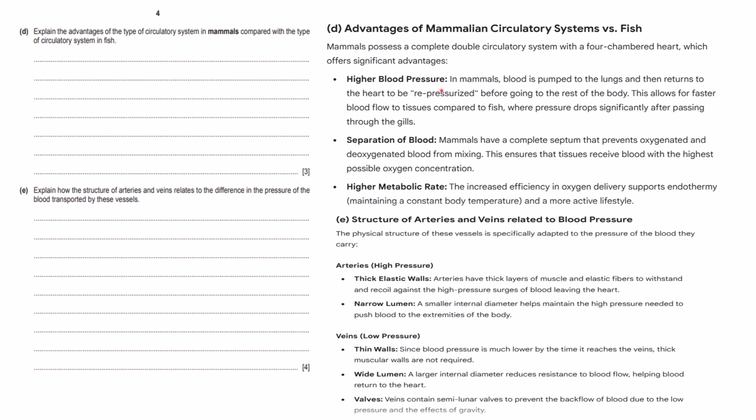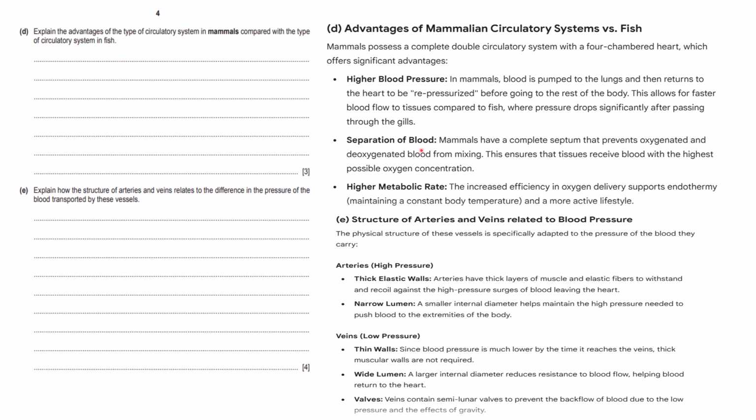Number 1, higher blood pressure. In mammals, blood is pumped to the lungs and then returns to the heart to be repressurized before going to the rest of the body. This allows for faster blood flow to tissues compared to fish, where pressure drops significantly after passing through the gills.